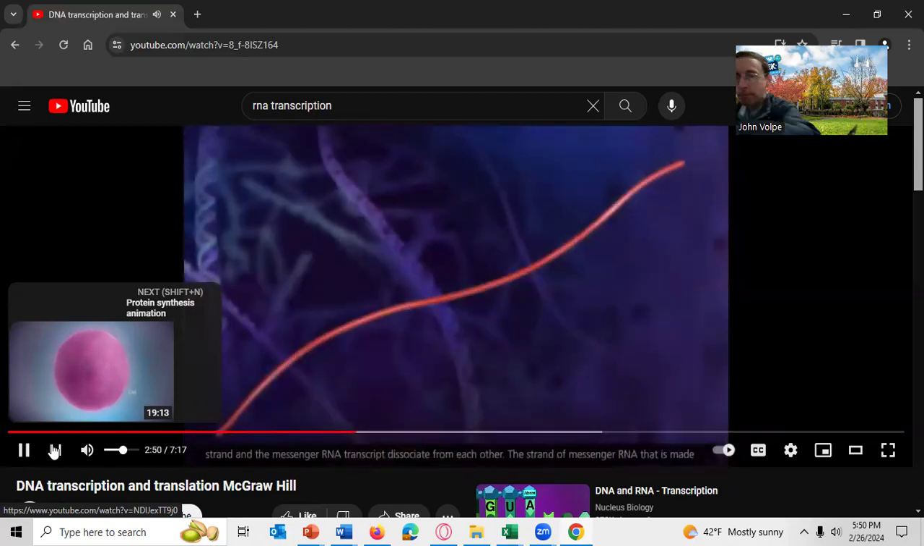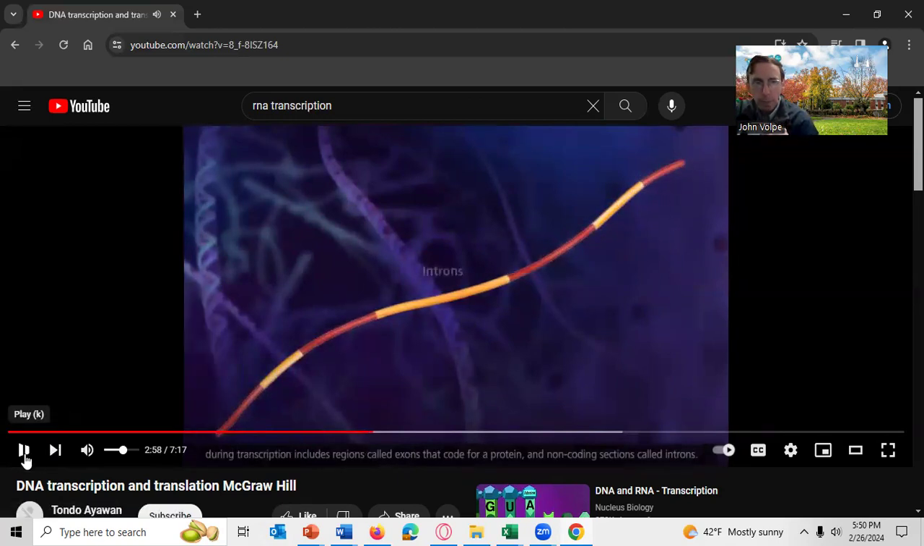The strand of messenger RNA that is made during transcription includes regions called exons that code for a protein, and non-coding regions called introns.